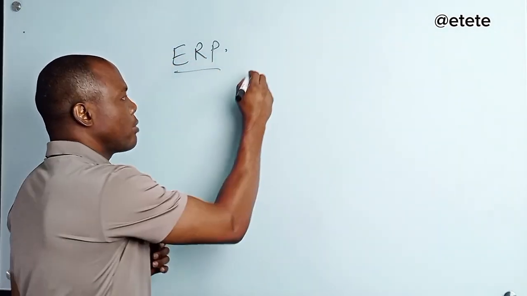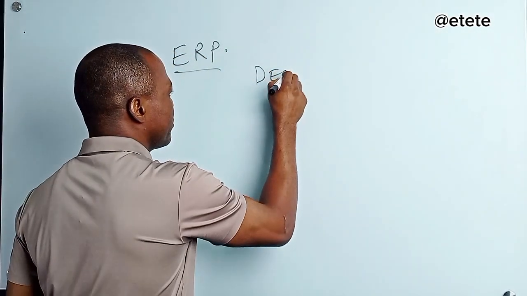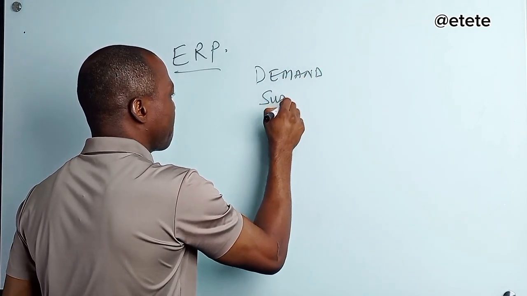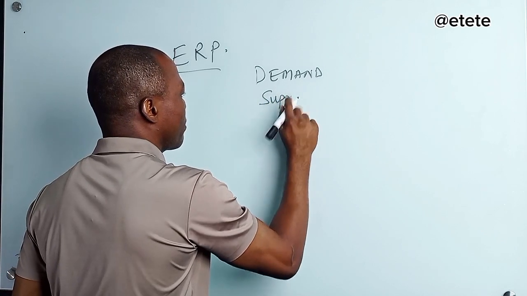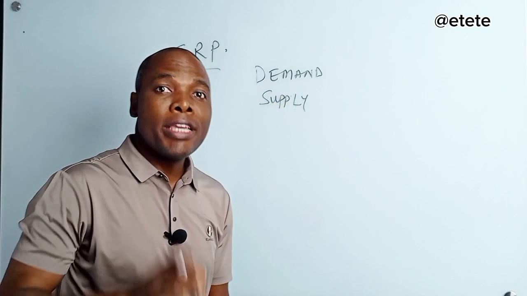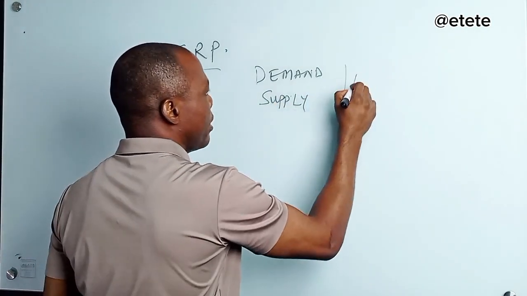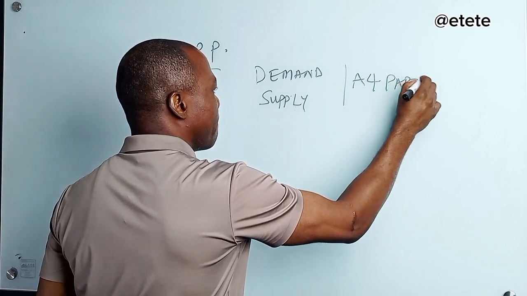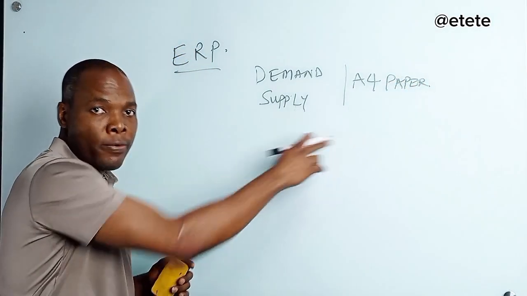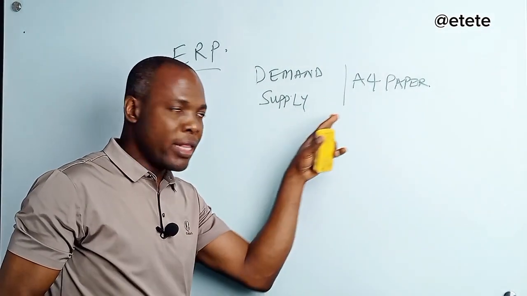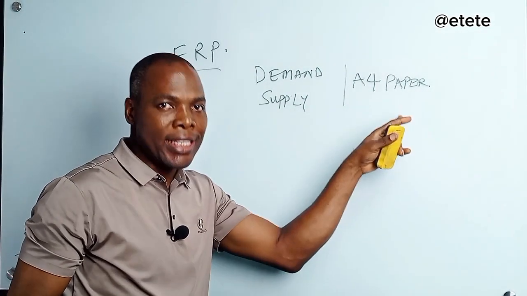Now, there's what we call demand, right? And supply, right? Okay. So there's going to be a demand for what? A4 paper. There's going to be a demand for A4 paper. So this is the problem that the company wants to solve. They will have to get this A4 paper and then sell it.